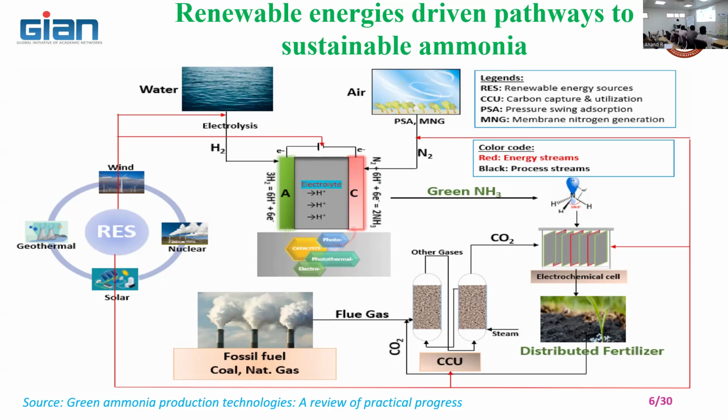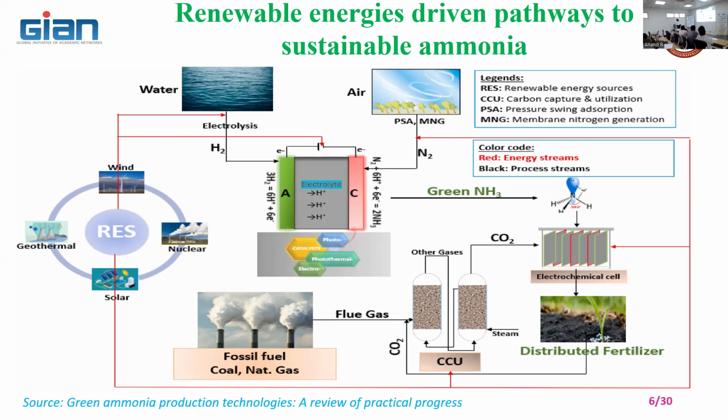So now, we already discussed anode and cathode. The dissociation of water happens at the anode. H plus passes through the electrolyte. Electrons come through the external circuit. At the cathode point, you combine the hydrogen that comes from the anode through the electrolyte, and the nitrogen is going to react with the H plus. So we will get the ammonia.